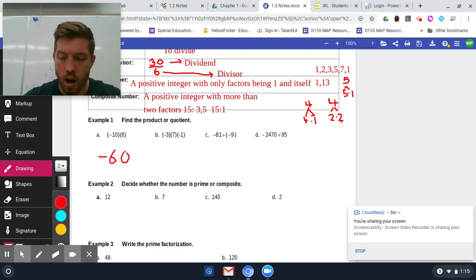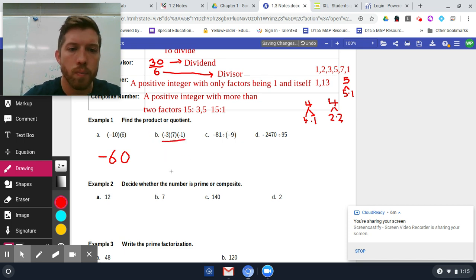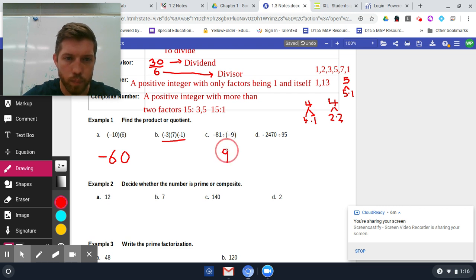All right. We'll have you guys do this one on your own. So that should be filled out on your notes. I'm not going to do it with you guys, though. This one, we have a negative divided by a negative. Well, a negative and a negative is going to make a positive. All right. So negative 81 divided by negative 9 is actually going to give us positive 9 as our answer.